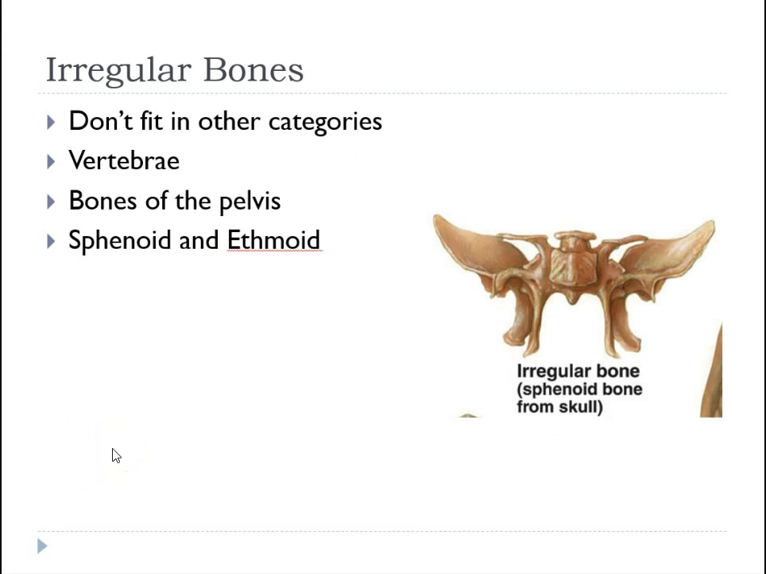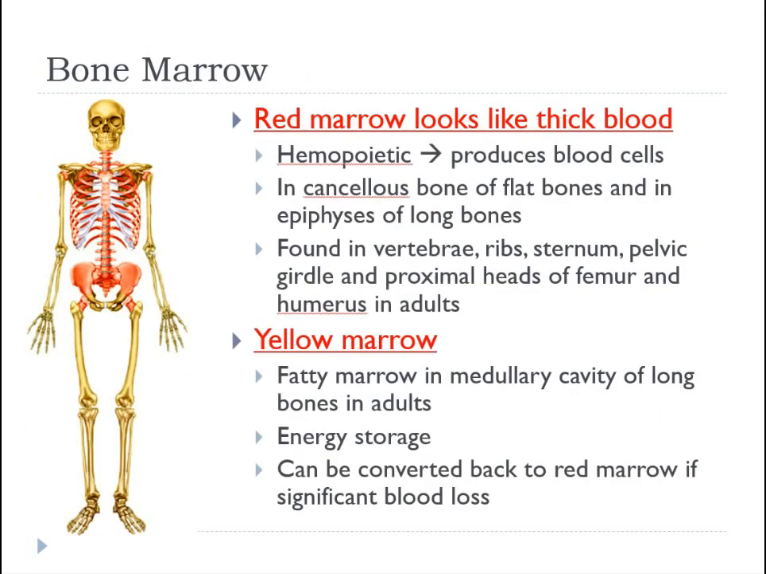Irregular bones don't fit into any of those categories. What you can put into that one would be the sphenoid, vertebrae, just odd-looking bones that sort of have their own thing going on. Bones in the pelvis would add to this, the sphenoid, the ethmoid.